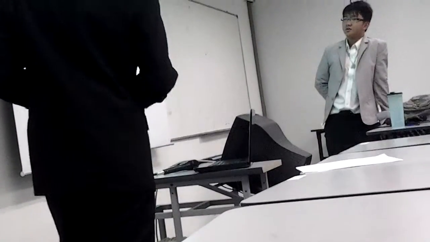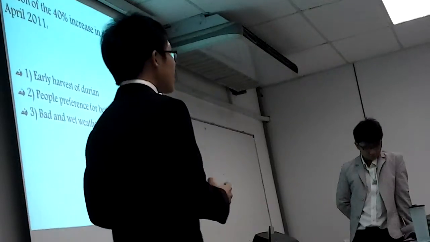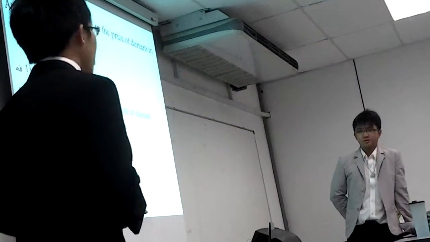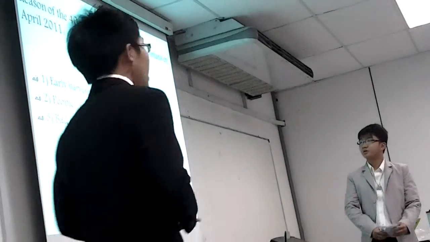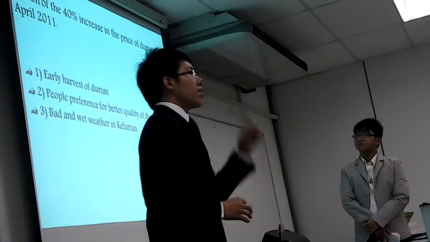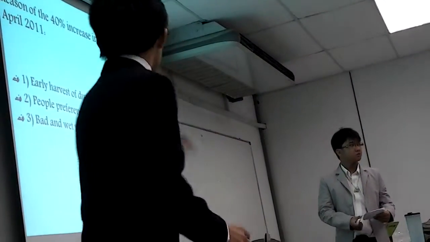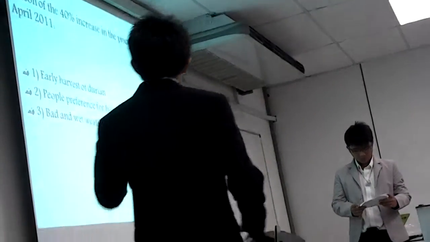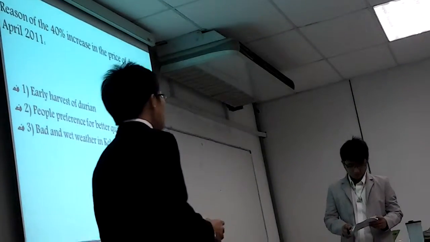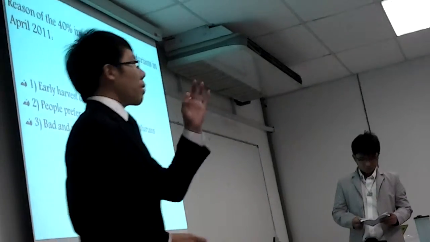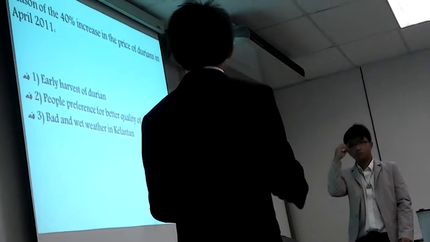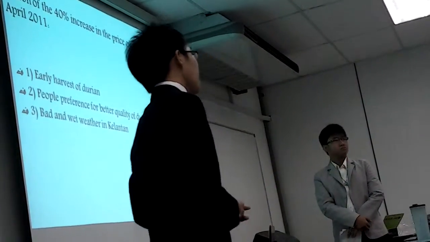made. First of all, the first question of the assignment, what is the reason of the 40% increase in the price of durians in April 2011? There are a total of 3 factors. Number 1, it is due to the early harvest of durians. Number 2, it is due to the people's preference for a better quality of durians. And number 3, it is due to the bad and wet weather in Kelantan.